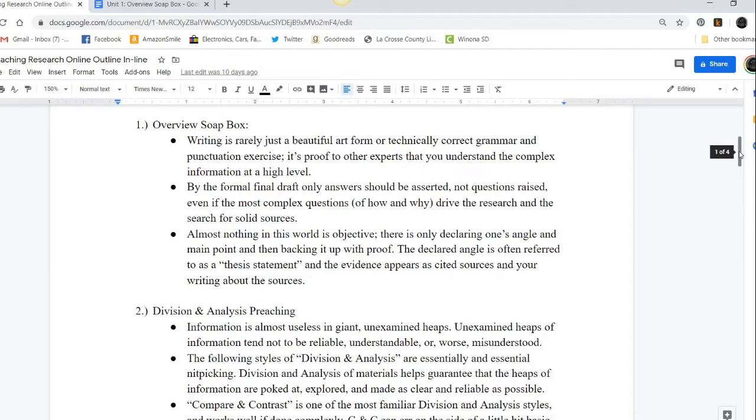By the formal final draft, only answers should be asserted, not questions raised. A lot of people refer to research questions, and these are great. It is wonderful if you want to brainstorm by asking yourself questions, especially the most complex questions like how and why something is happening, but by the end of a research paper, you need to be giving the answers. I know this also sounds like when some speech teachers and some fans of MLA English writing tell you to put a hook in, right?